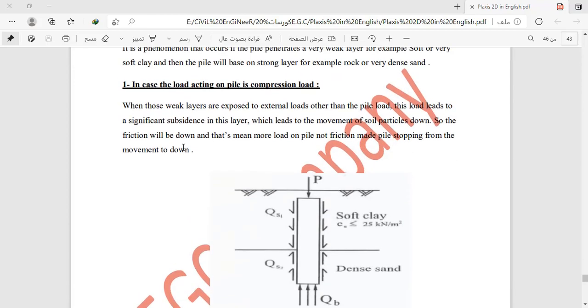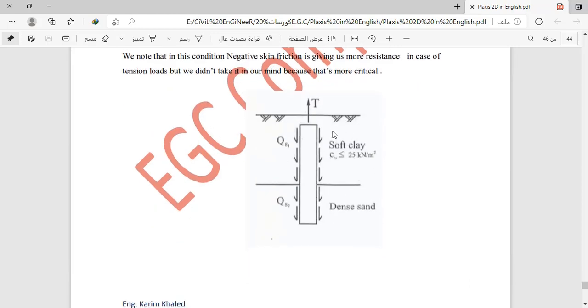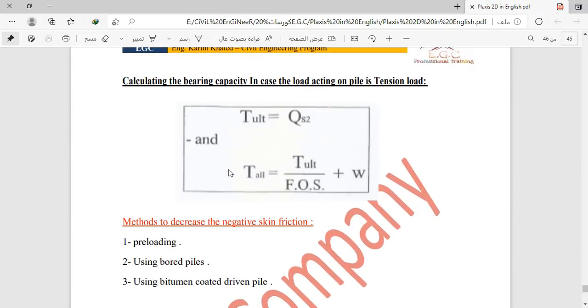In this case, with the weak layer, the negative skin friction gives us more resistance in case of tension loads, but we don't take it into account because that is more critical. Look, every layer gets down. So T ultimate equals Qs, and T allowable equals T ultimate divided by factor of safety plus the pile weight.